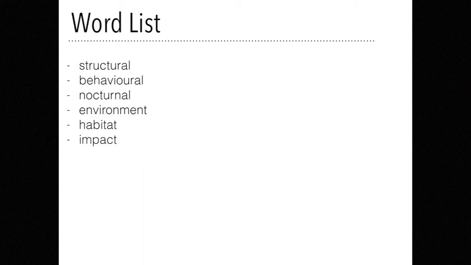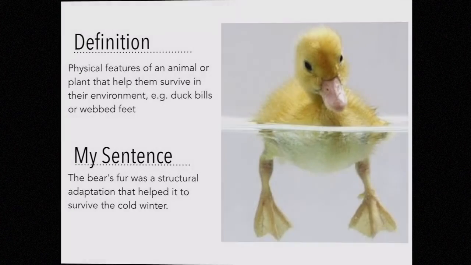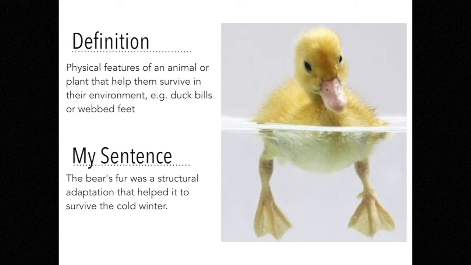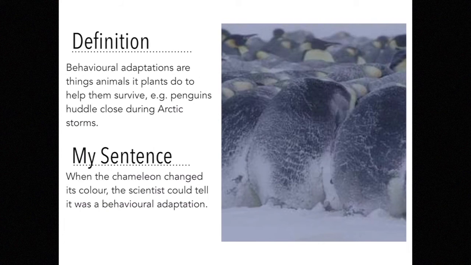Now I've got my word list here. Add as few or as many as you like. The kids can build as they go throughout the term. My first one is structural, and it's an adjective. I tap the page, it flips over. I have a definition and a sentence that I've added in myself, along with a picture that I've saved or found online. Next word, behavioural. Flip the page and I've got the same thing.